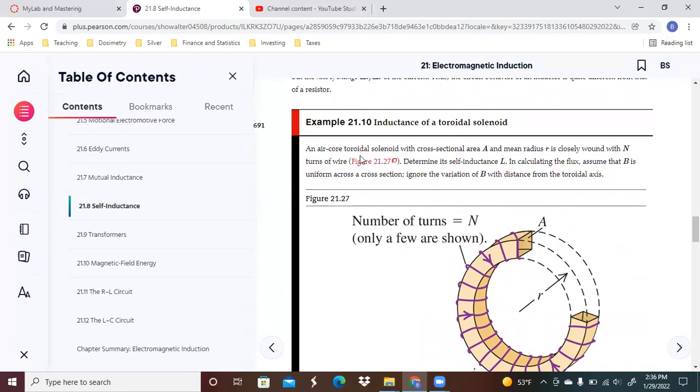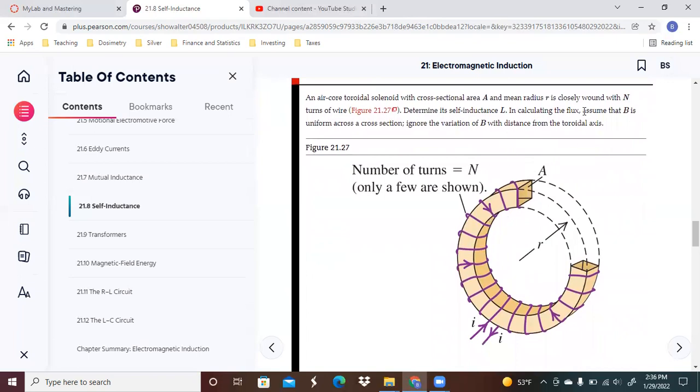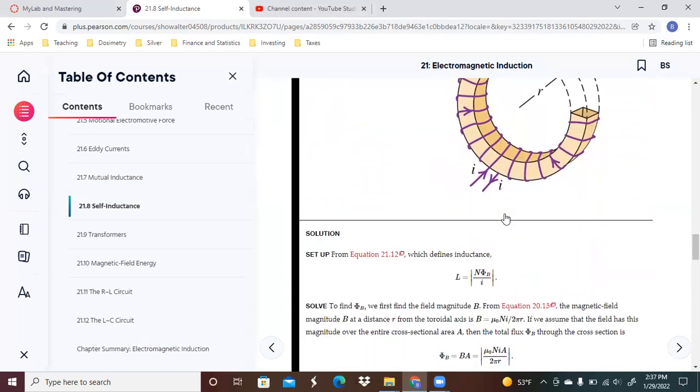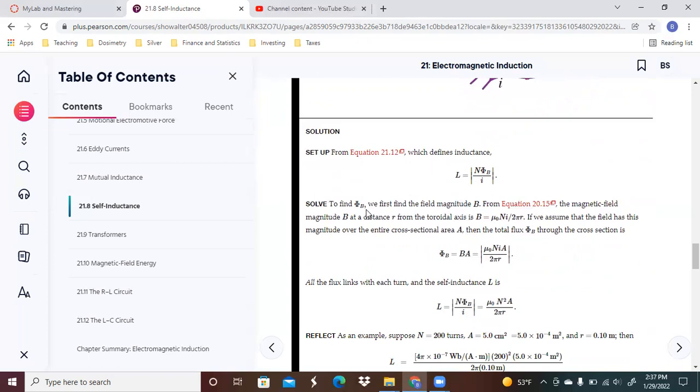So another example here, a toroidal solenoid with cross-sectional area A and mean radius R is closely wound with N turns of wire. Determine the self-inductance. In calculating the flux, assume that B is uniform across a cross-section. Ignore the variation of B with distance from the toroidal axis. So if we're looking for the self-inductance here, we're going to use this particular equation. To find the magnetic flux, we first find the field magnitude B.